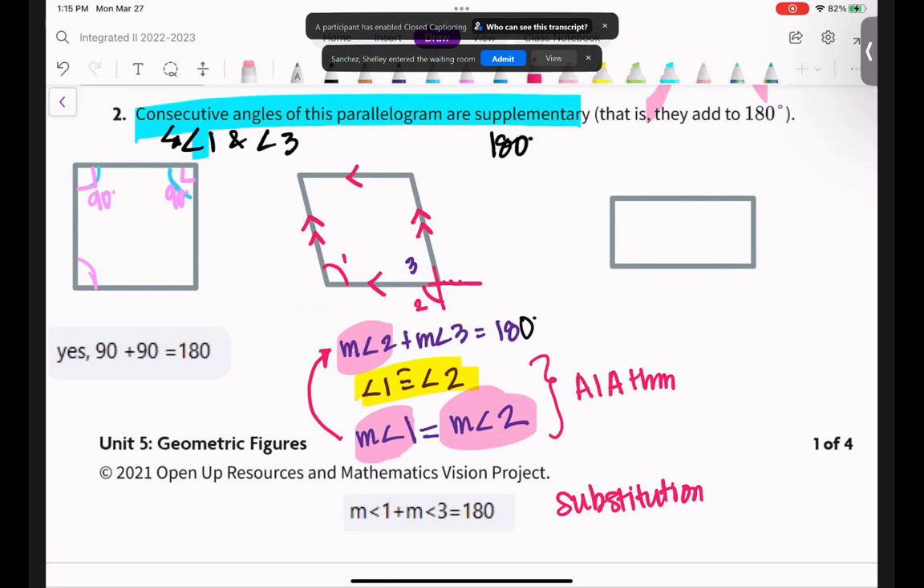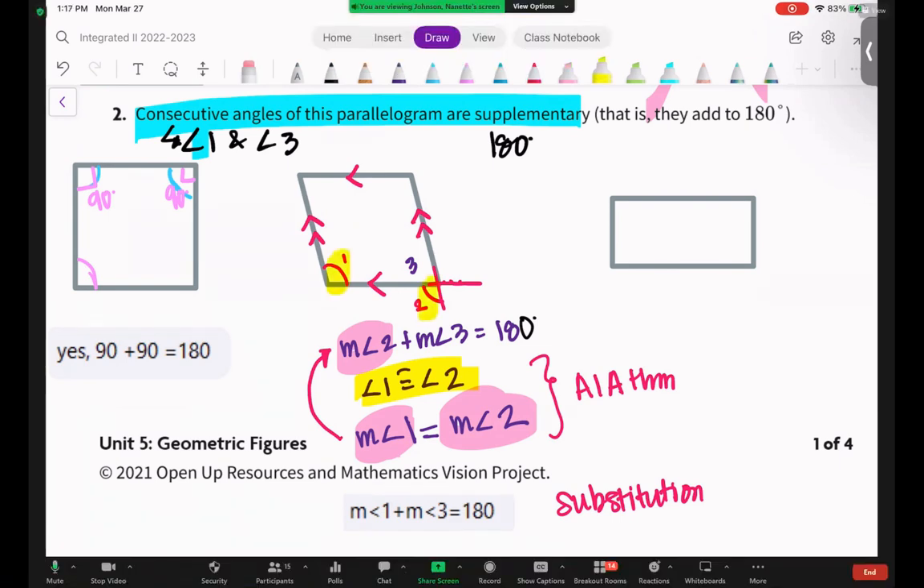Give me 1 second, guys. So what's the first reason? How come we can write measure of angle 2 plus measure of angle 3 equals 180? Why did you guys say that we could write that? Because you guys are the ones who said it. I didn't say it.